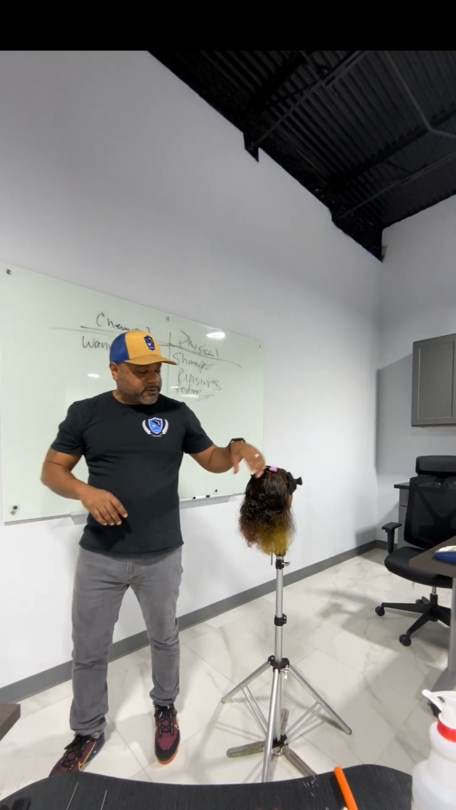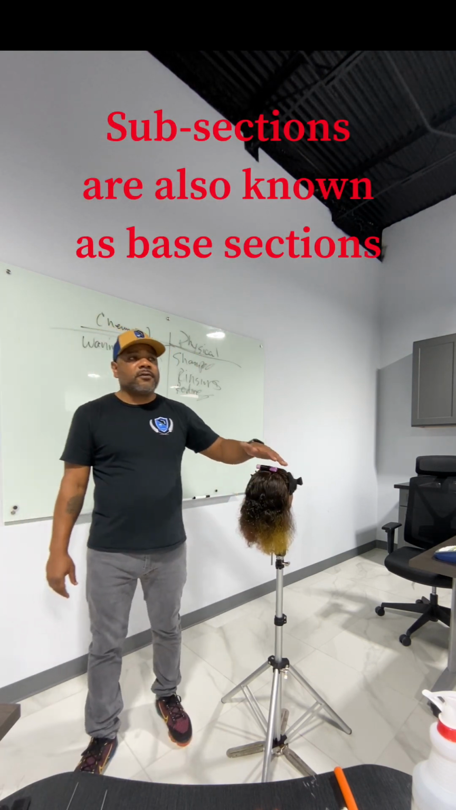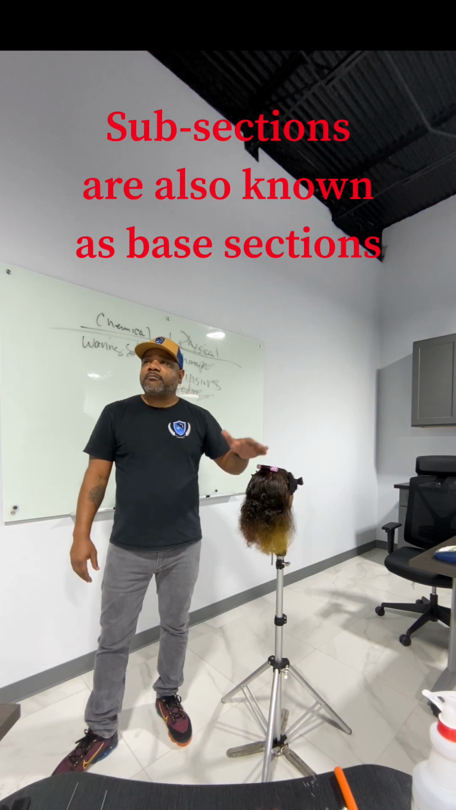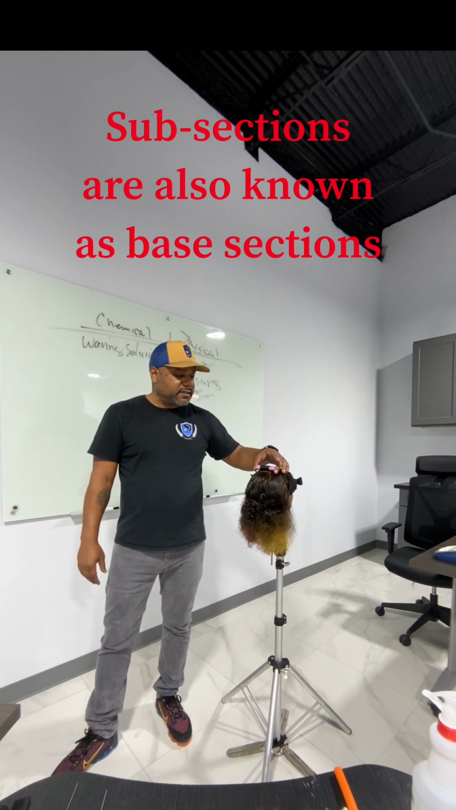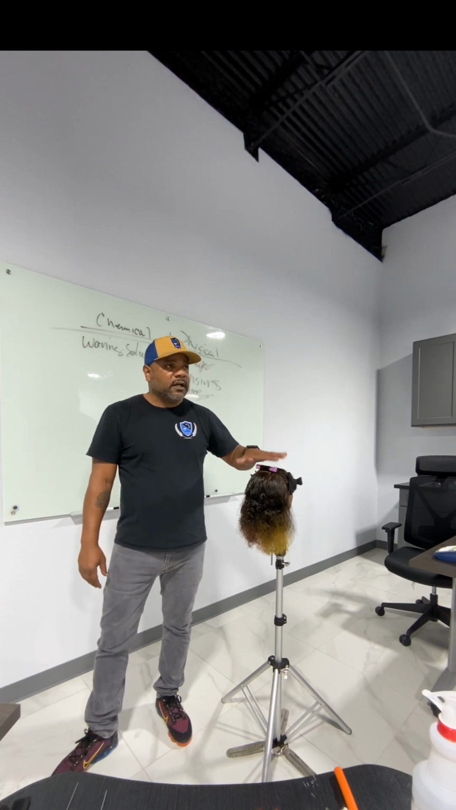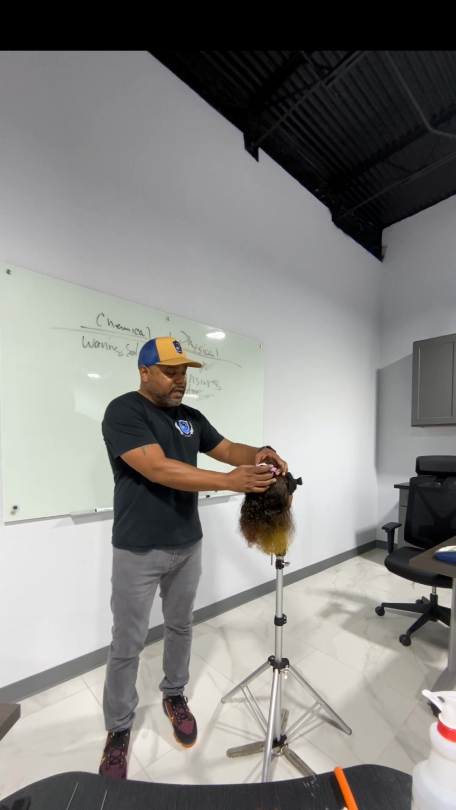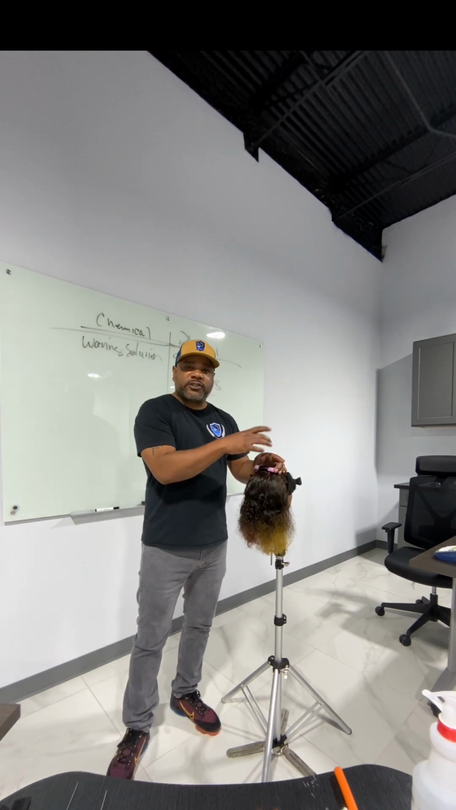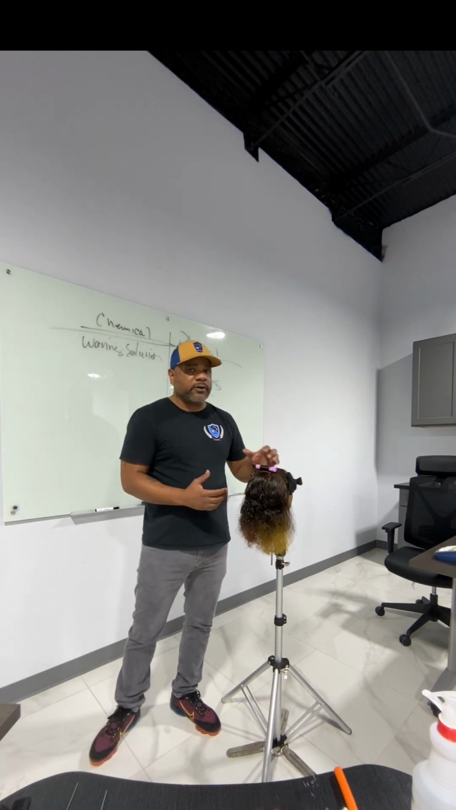What are subsections also known as? Subsections are also known as, and I just called it, base sections. The base is important. The base should be a little bit smaller than your actual tool. If your base is as wide as your tool, once you begin to rod the hair, it's going to come off the side. It's going to bunch up. You're not going to get a clean, good, uniform curve.